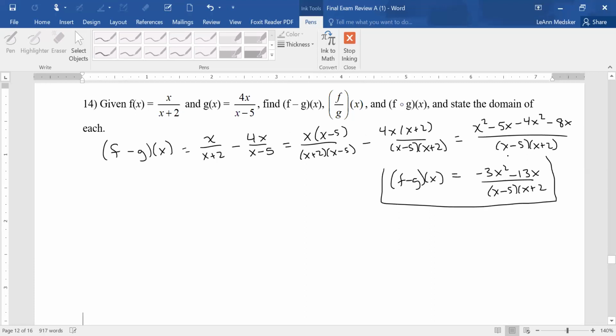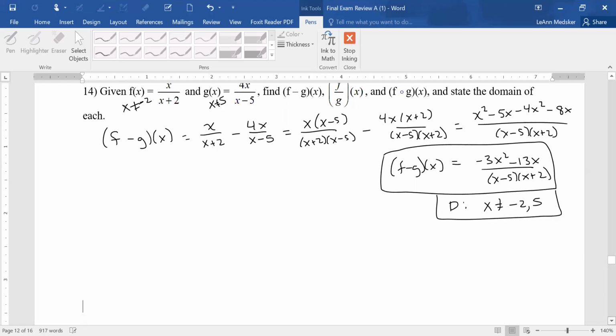Now we want to talk about its domain. When you're adding, subtracting, or multiplying, you just need to use the combined domain issues that you had from the original two functions, their intersection per se. So what these both have in common is that we can't use negative 2 or 5. So x cannot be negative 2 or 5 for our domain. And that is true because that would make both of those divide by 0.